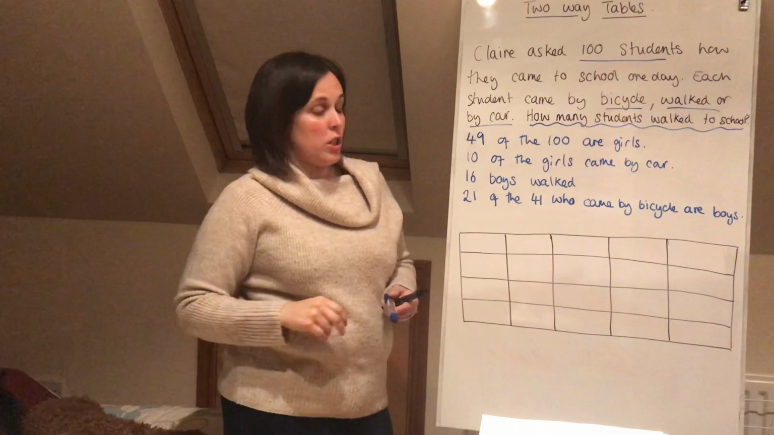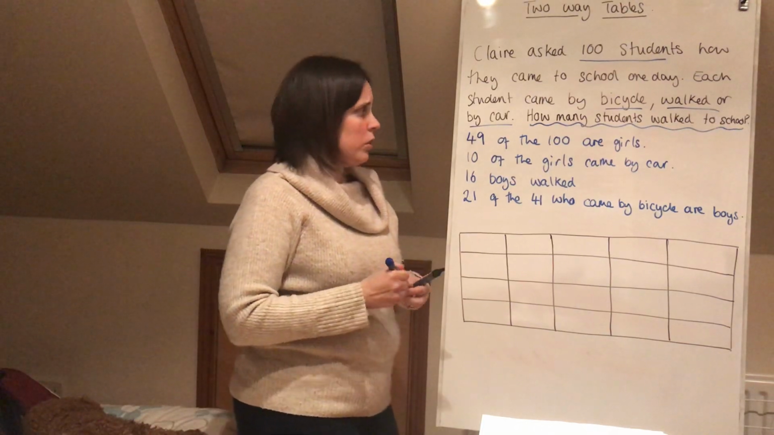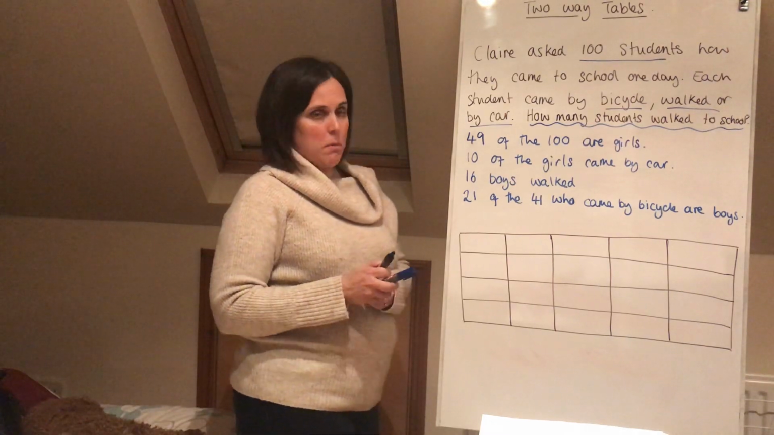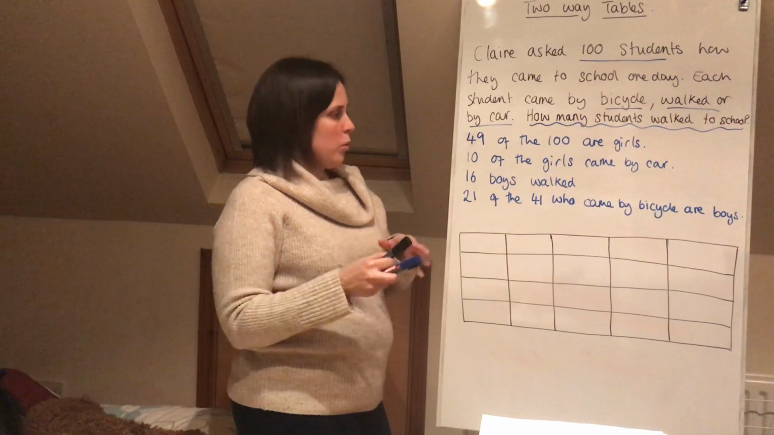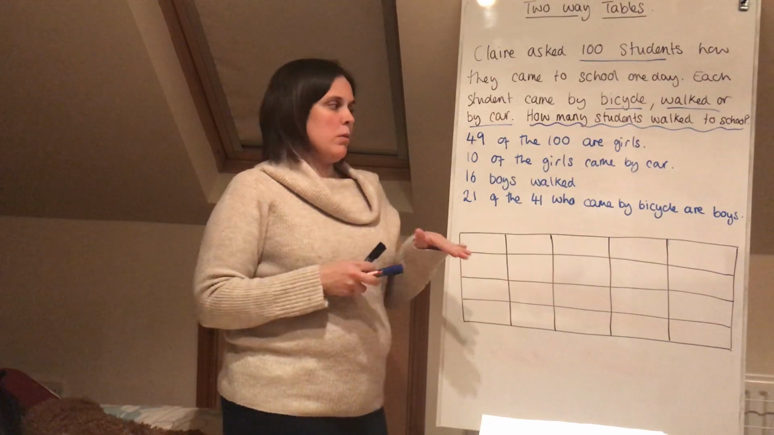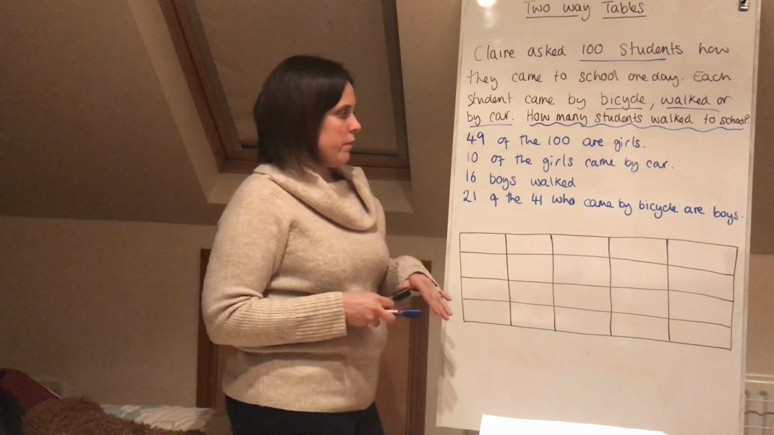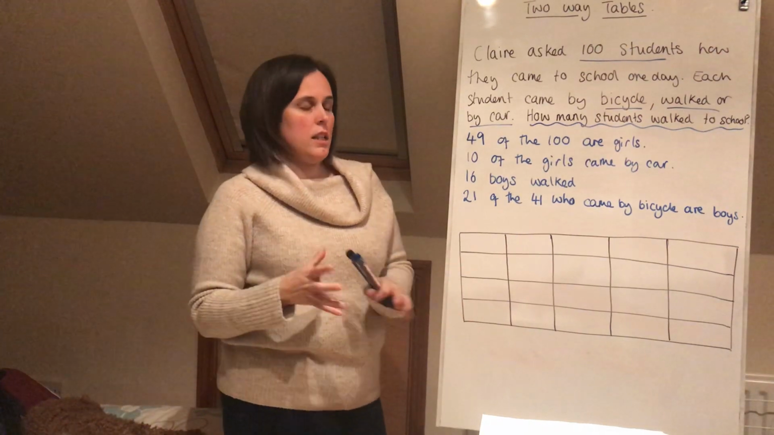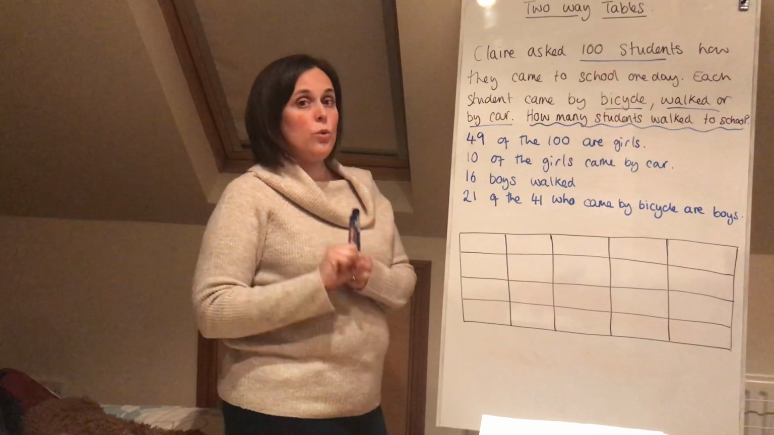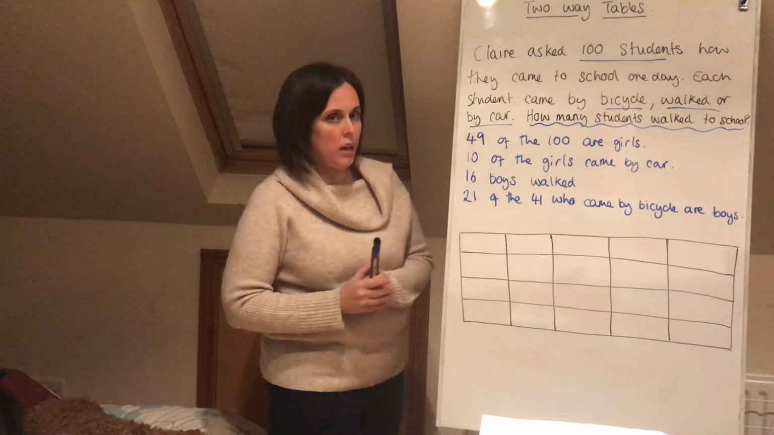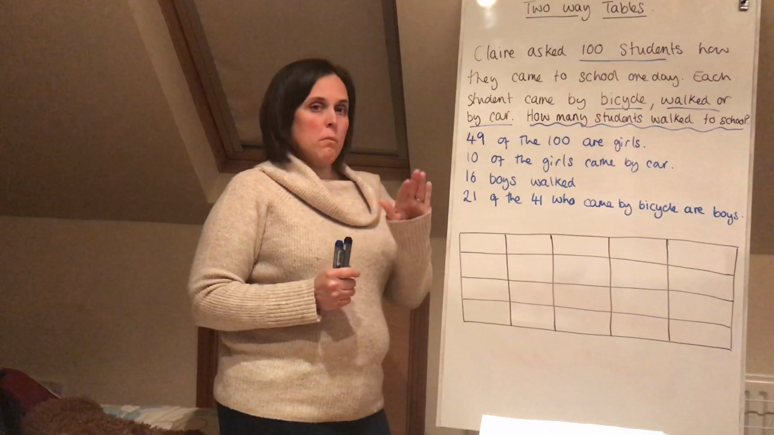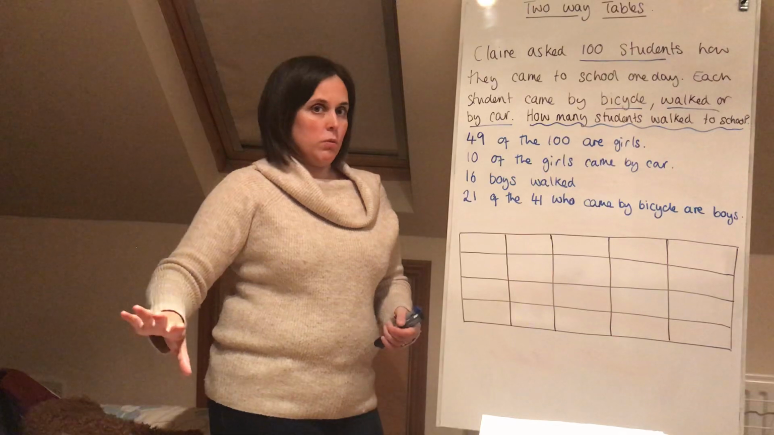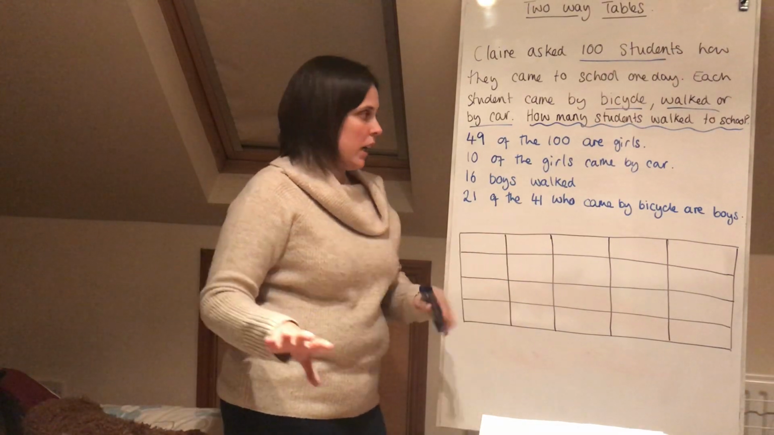Now we've got some information here. So you're told that 49 of the 100 students are girls, 10 of the girls came by car, 16 boys walked, and 21 of the 41 who came by bicycle are boys. Okay, so what you've got to do is think about the categories that these students fall under, and there are two categories here. Hopefully you can spot what they are. The categories are either girls or boys, and then the modes of transport. Okay, so they're the two separate things that we're looking at.